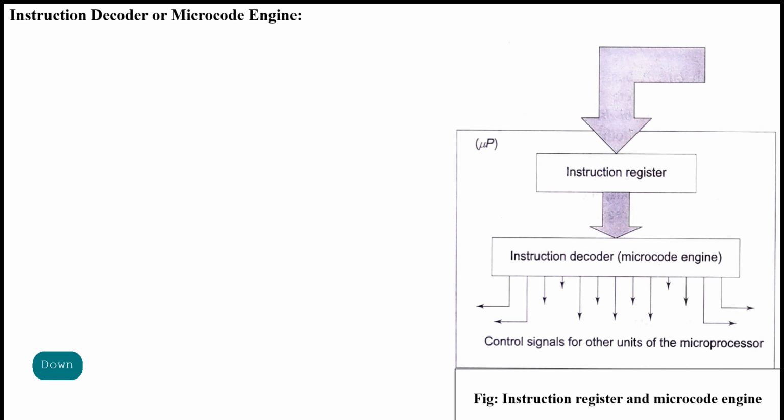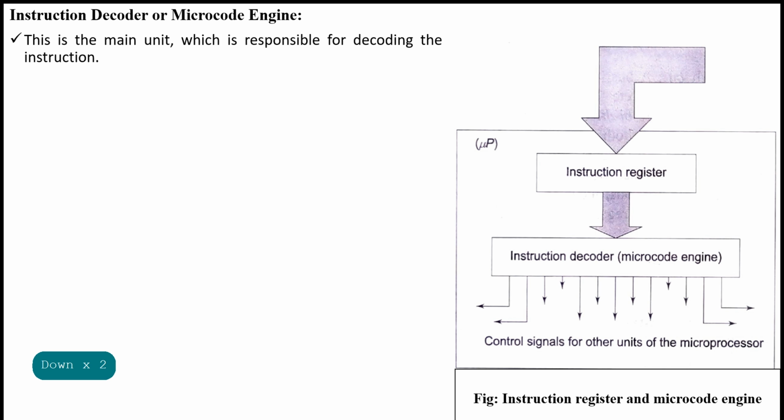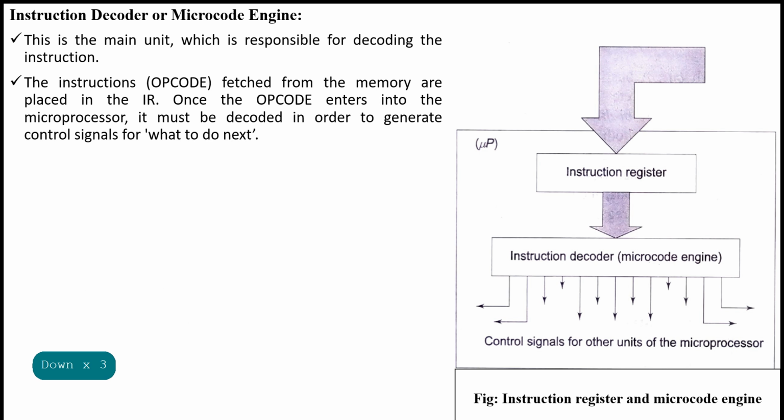Instruction decoder or microcode engine. This is the main unit which is responsible for decoding the instruction. This instruction decoder is responsible for decoding the instruction. The instructions or opcode fetched from the memory are placed in the IR register, that is instruction register.